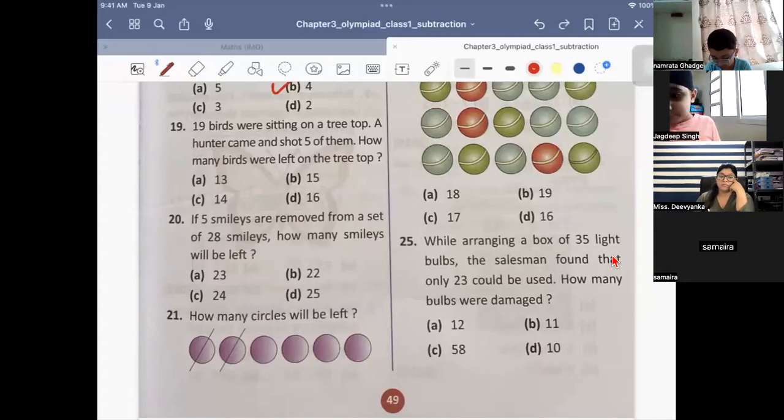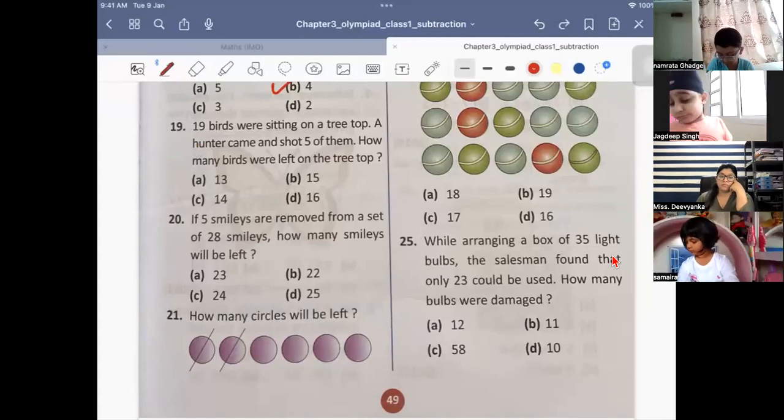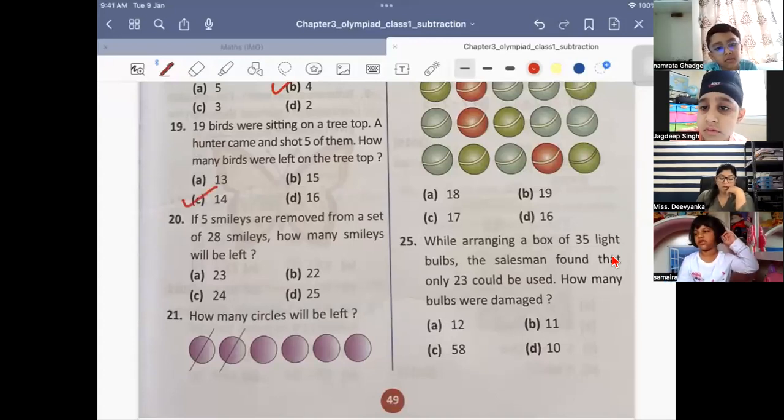9 means 5 went. Ma'am, 14. Okay. And the last question, if 5 smileys are removed from a set of 28 smileys, so how many smileys will be left?